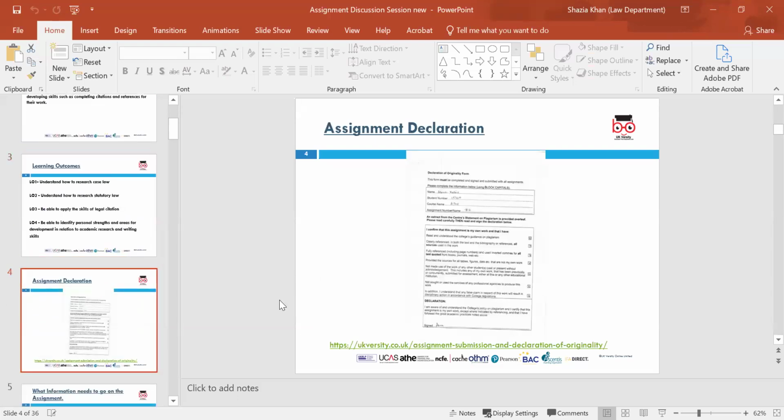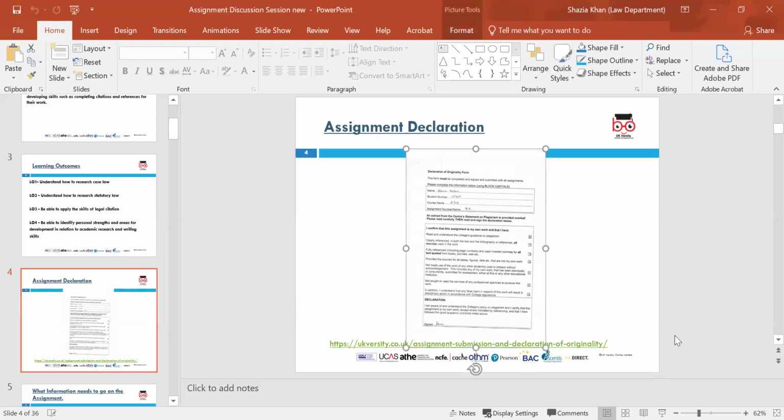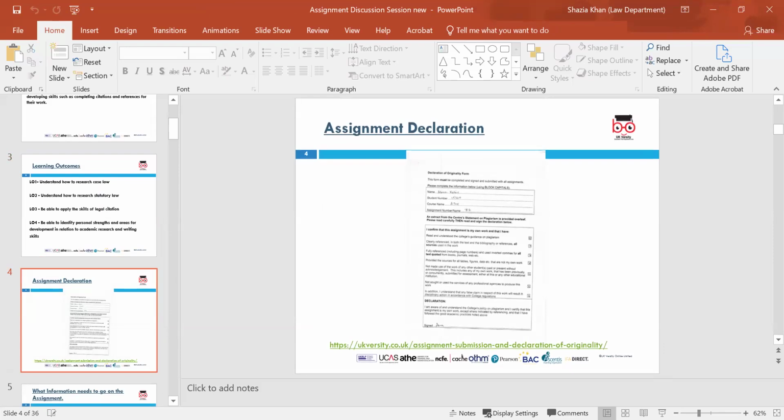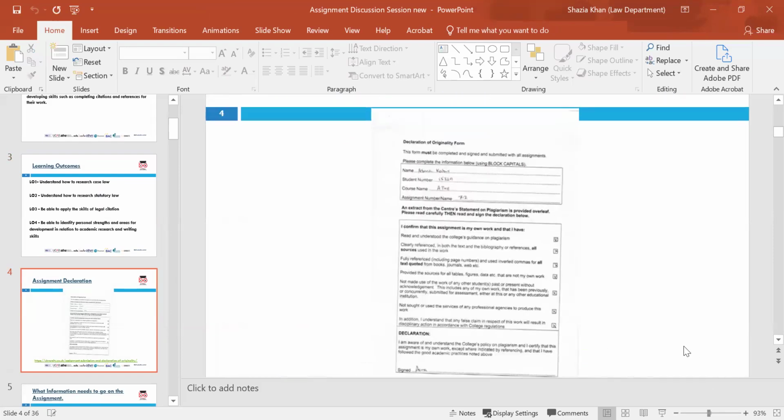So this is really important, and this is the assignment declaration. You are signing this document, declaring that the work you've submitted is your own work. It's a declaration of originality form, and this needs to be signed to make sure that you've read the college's policy in place on plagiarism and collusion, and the statement of plagiarism within UK Varsity. You are signing that, and this is really, really important.